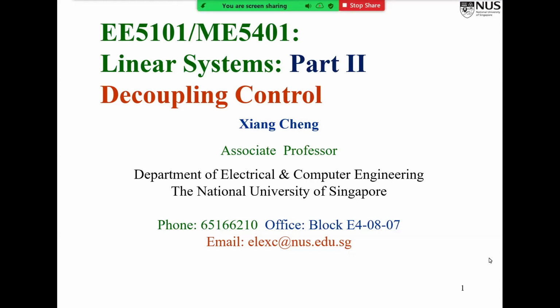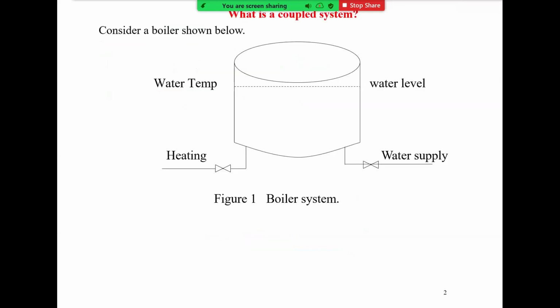So today we're going to talk about decoupling control. First of all, let's be very clear about what a coupled system is. A coupled system is a system where you have multiple inputs and multiple outputs.